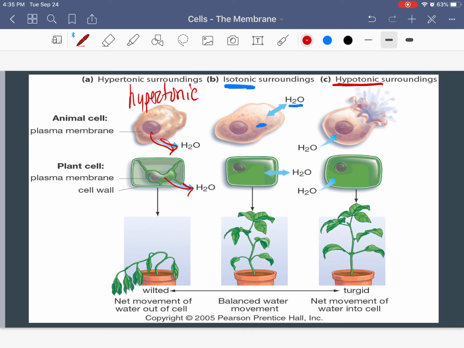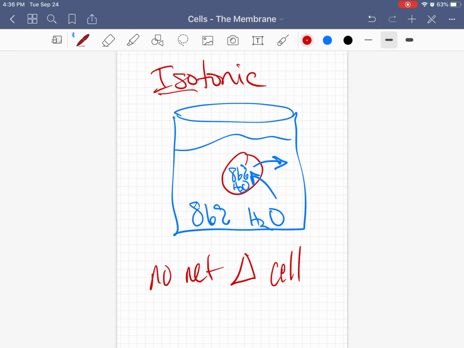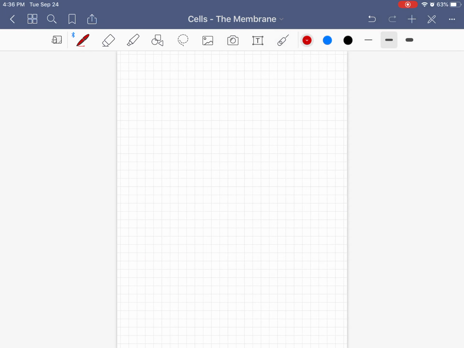In a hypotonic solution, there's a greater concentration of solute inside the cell, so water wants to move in. That's our balloon. If we overfill our water balloon, and we're talking about animal cells, they're going to rupture, they're going to bust. If we're talking about plant cells, this is their happy place. Plants want to be hypotonic because that means they have all the water they need in order to function correctly. All right, so hypotonic.